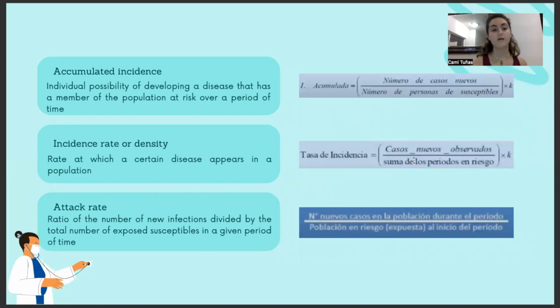individual possibility of developing a disease that has a member of population at risk over a period of time. Incidence rate or density is the rate at which a certain disease appears in a population. An attack rate is the ratio of the number of new infections divided by the total number of exposed susceptibles in a given period of time. And on the right side, you can see the formula for each incidence and rate, respectively.